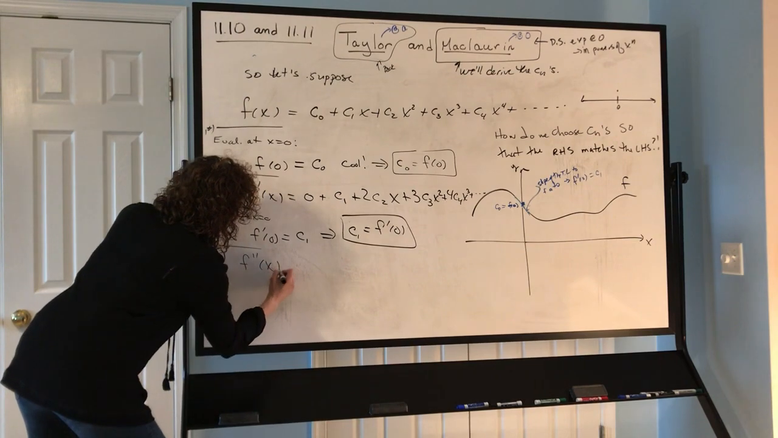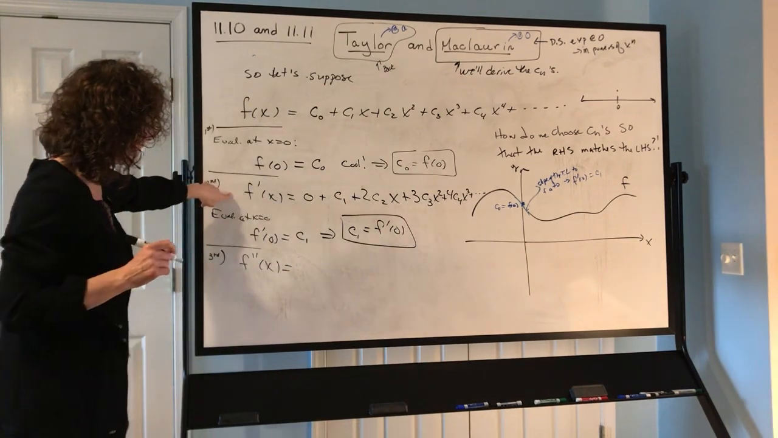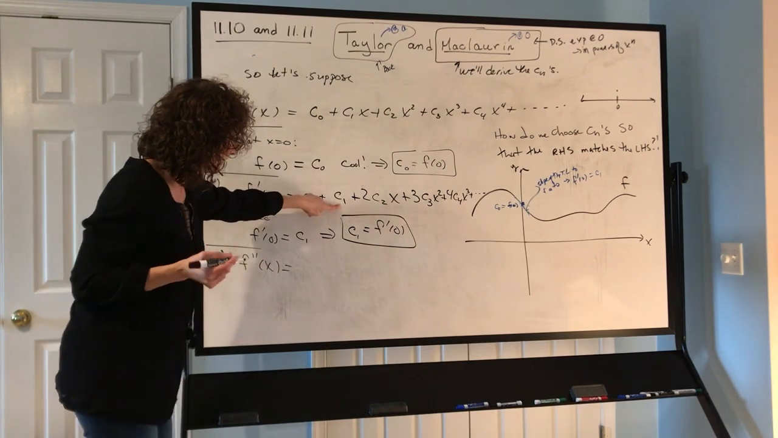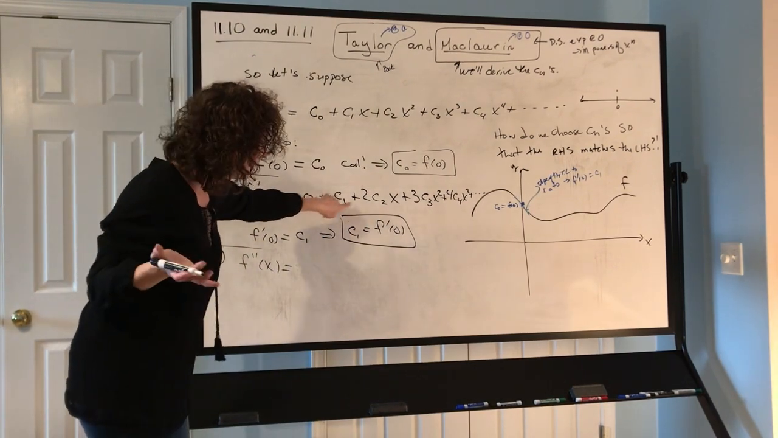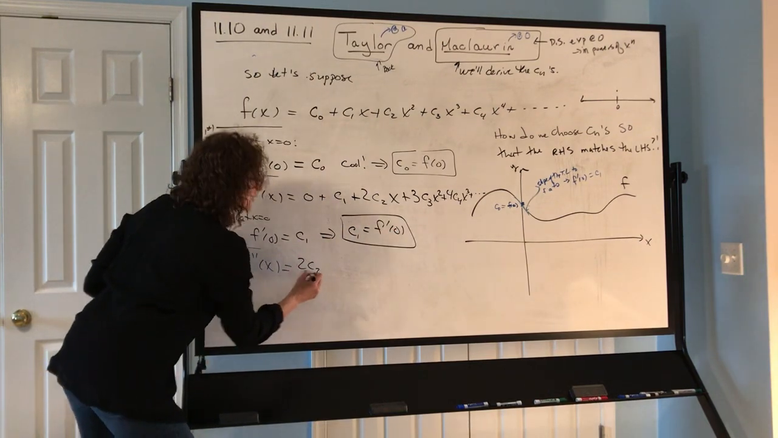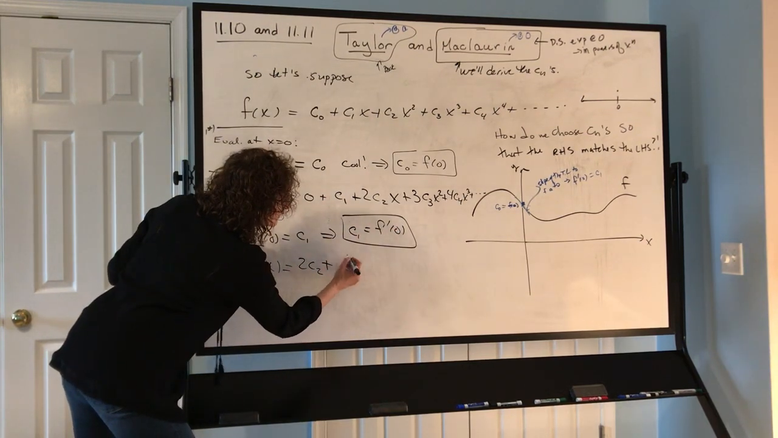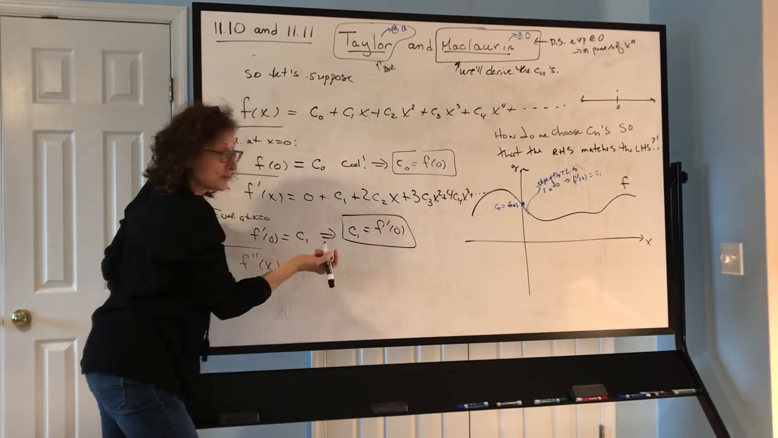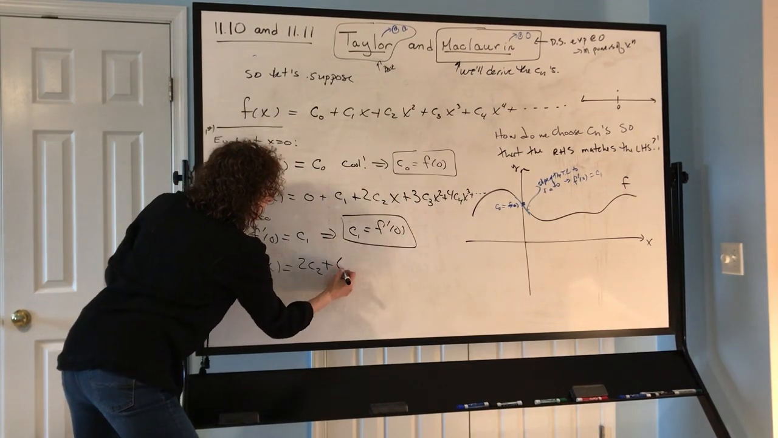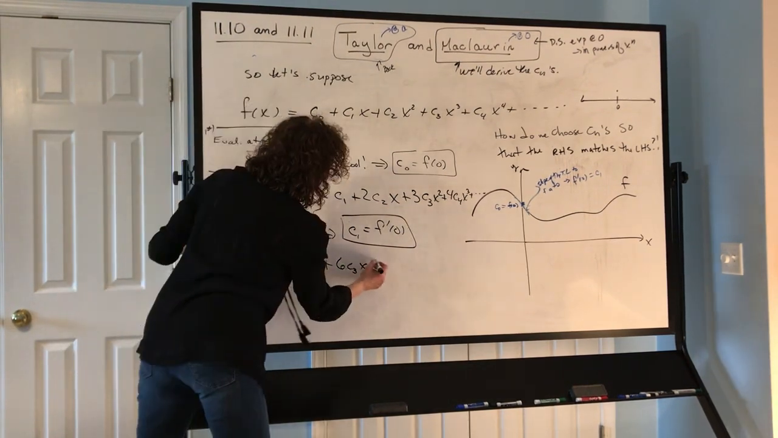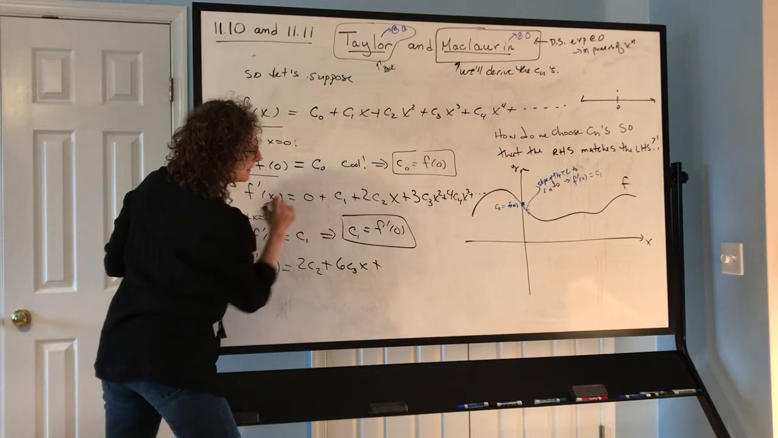f double prime of x, you tell me what that is. Here was f prime of x. So what's f double prime going to be? The derivative of a constant is 0, so that's going to go away. What's the derivative of 2c2 times x? Good, 2c2. Then plus my 3c3 times x squared, derivative of x squared is 2x, so that's going to give me 6c3 times x. Plus a next derivative.